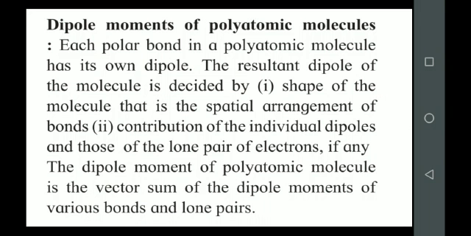So in the case of a polyatomic molecule, apart from considering the bond dipole moment, we will also consider the geometry of that molecule, plus we will see whether any lone pair of electrons is there or not. If a lone pair is there, then that will also contribute to the dipole moment. Now the dipole moment will depend on three things: shape, bond dipole moment, and presence of a lone pair of electrons. Okay, now let's see one example.